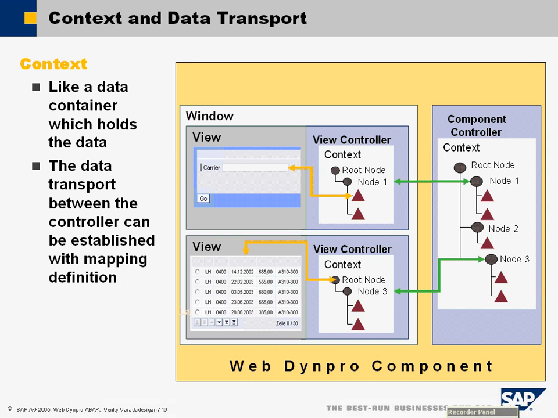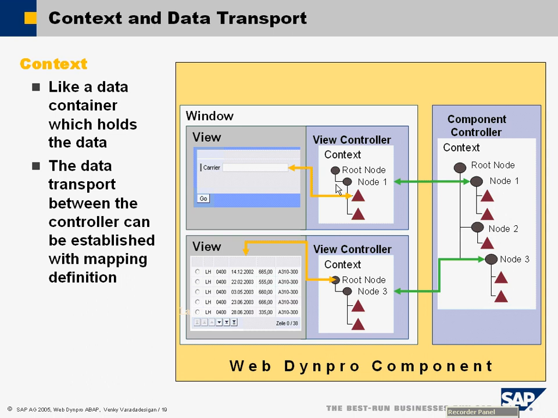Context and data transport. What is the context? That is the container to hold your data, right? And it is in the form of a tree structure. So you have a root node and different nodes under that. So where is the context? The context is part of any controller, right? Let it be a view controller or the component controller.